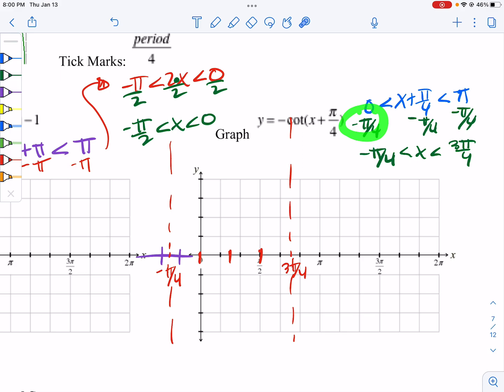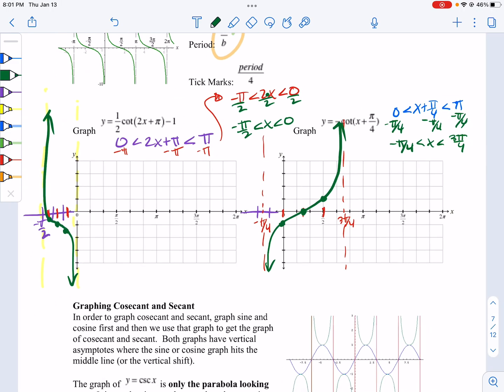We've not got a vertical shift. I have nothing shifted up or down, so I'm going to go to my middle tick mark and keep it right there. A negative cotangent looks like a positive x cubed, so it's going to come this direction. We go to the right to the next tick mark and then up by the a value, so right and up 1. Then we go left a tick mark and down by the a value, which is 1. That becomes our graph for cotangent.